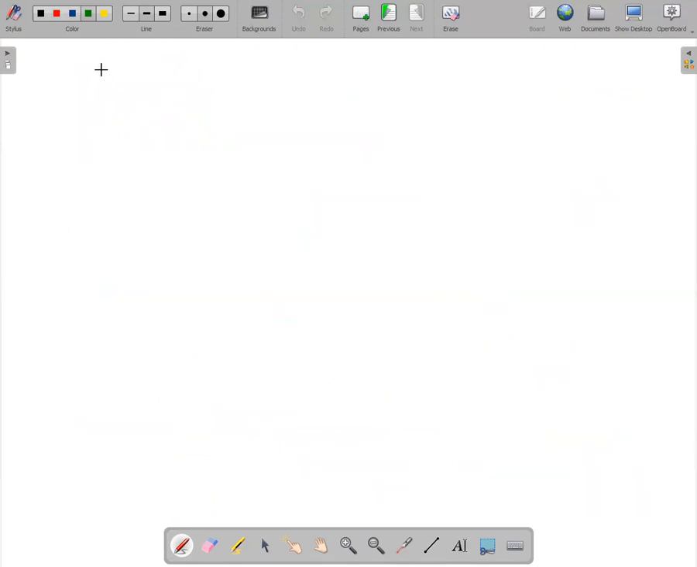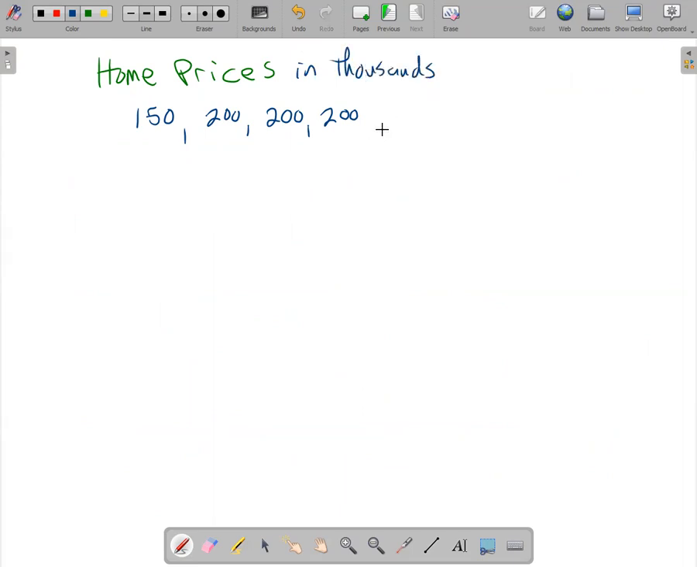There's a couple homes for sale on my block. Home prices and housing prices have gone up a lot over the last 5 years. Houses that used to be, say, $150,000 a few years ago are now $200,000. So the housing prices on my block look like this: 150, that's thousands, 200,000, another 200,000, another 200,000, another 200,000. I'm going to do home prices in thousands. And then there's a $600,000 house.